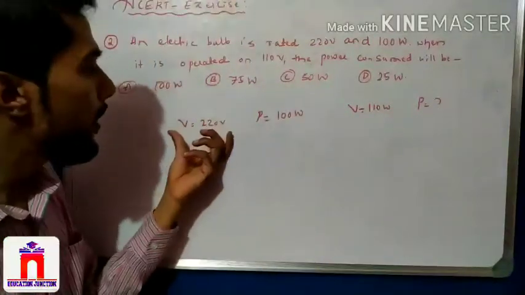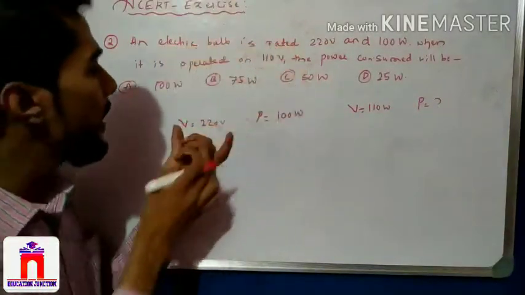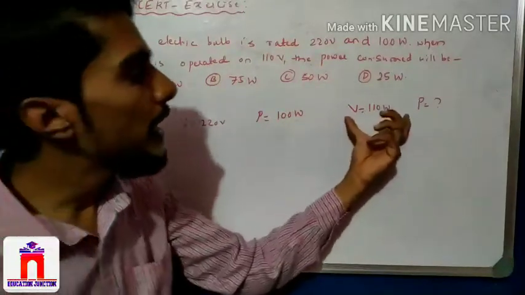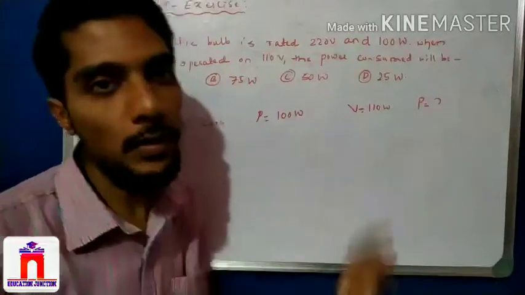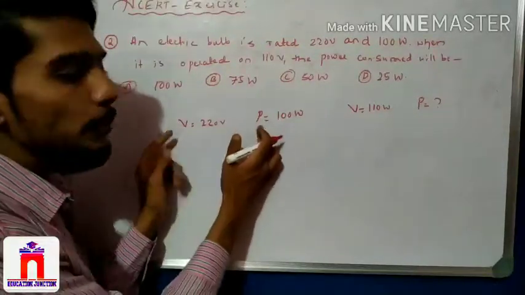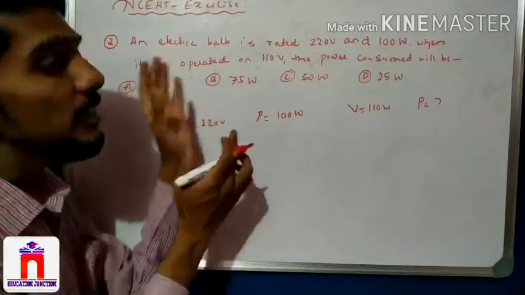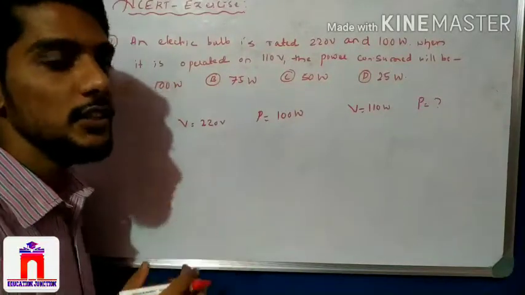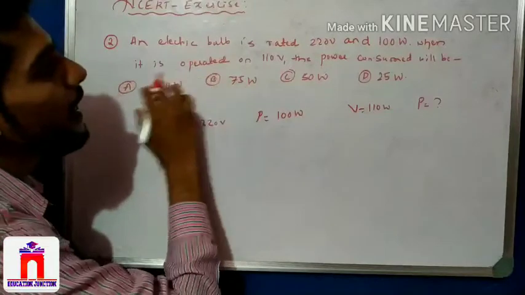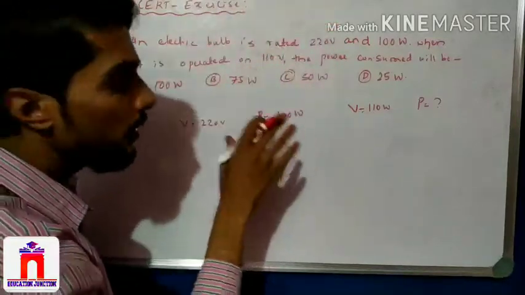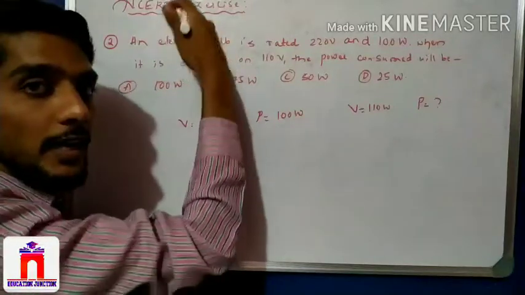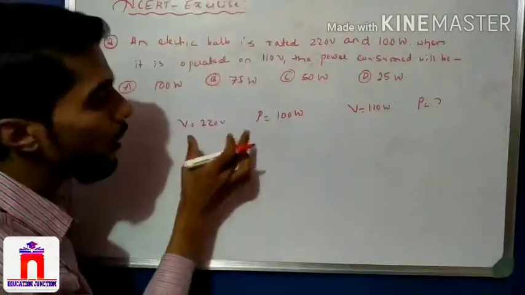If the bulb is rated at 220 volt, the power is 100. If the bulb is rated at 110 volt, then how much is the power? So you see that V and P are given. So we have to find the resistance of the bulb here, not the current. Whenever current is passed through a conductor, it faces resistance, and that resistance leads to the conversion of electric current into heat, then into light. So we have to find R here.